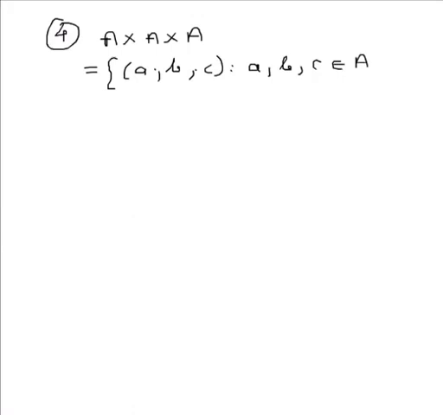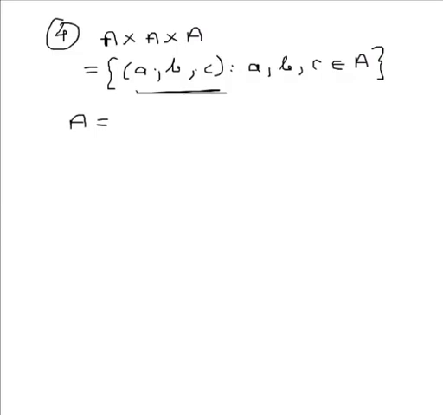Next, the fourth remark. We are going to write A cross A cross A, the Cartesian product of three sets. The three sets may be different, or here they have taken the same set. So the definition is we have to write ordered triplets (a, b, c), where all three elements are taken from set A. Here this (a, b, c) is called an ordered triplet.